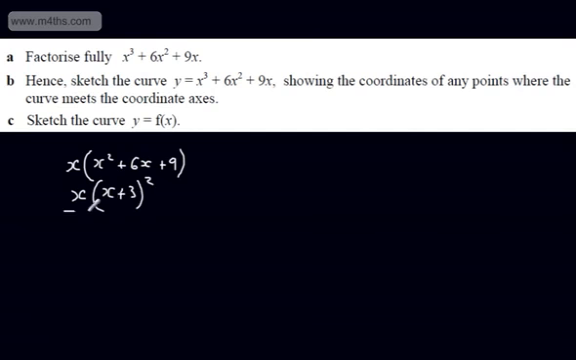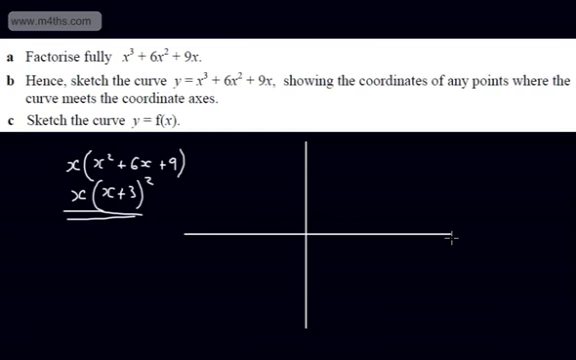So that's fully factored. In part B it says, hence sketch the curve y is equal to x cubed plus 6x squared plus 9x, showing the coordinates of any points where the curve meets the coordinate axis. Okay, so let's go ahead and do that. So what we need to consider is when x is equal to 0 it will go through the y-axis, and when y is equal to 0 it will go through the x-axis. So this is what we got. It says, hence sketch the curve of y is equal to this right here, showing any points now, and we will go ahead and do that.